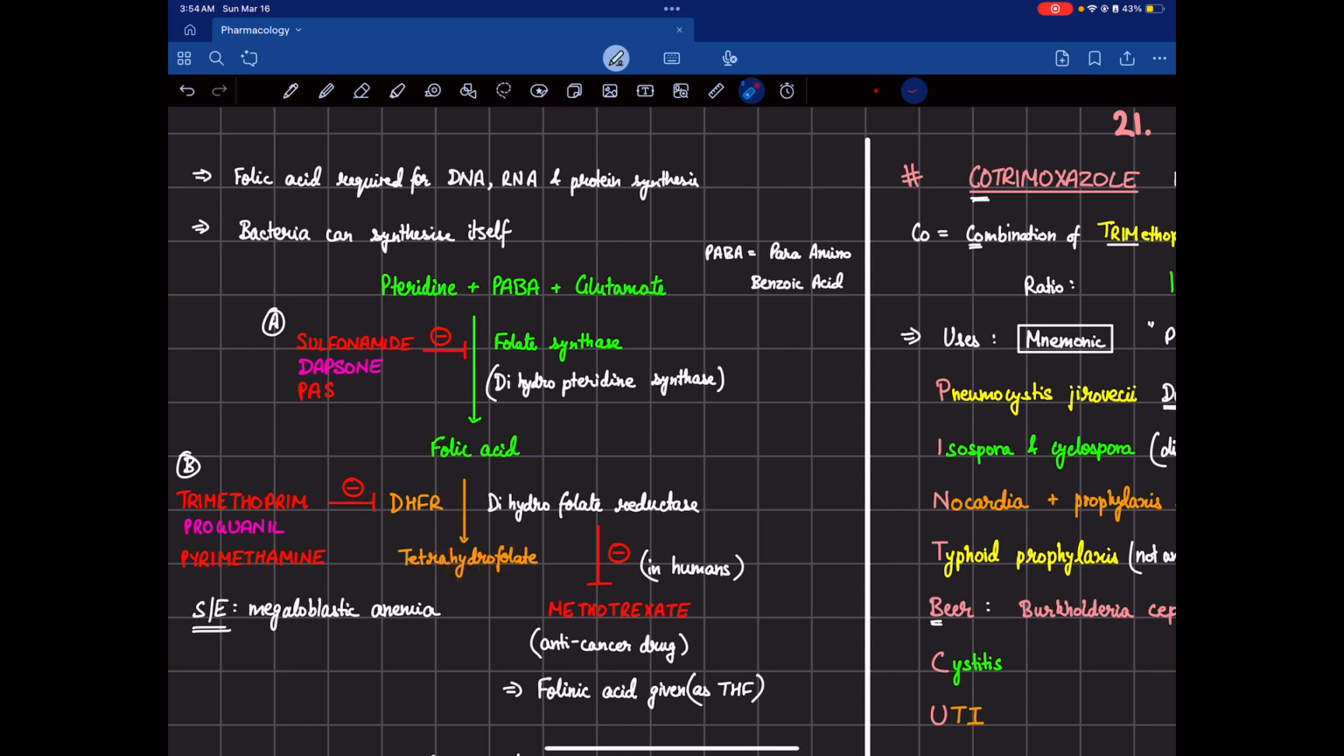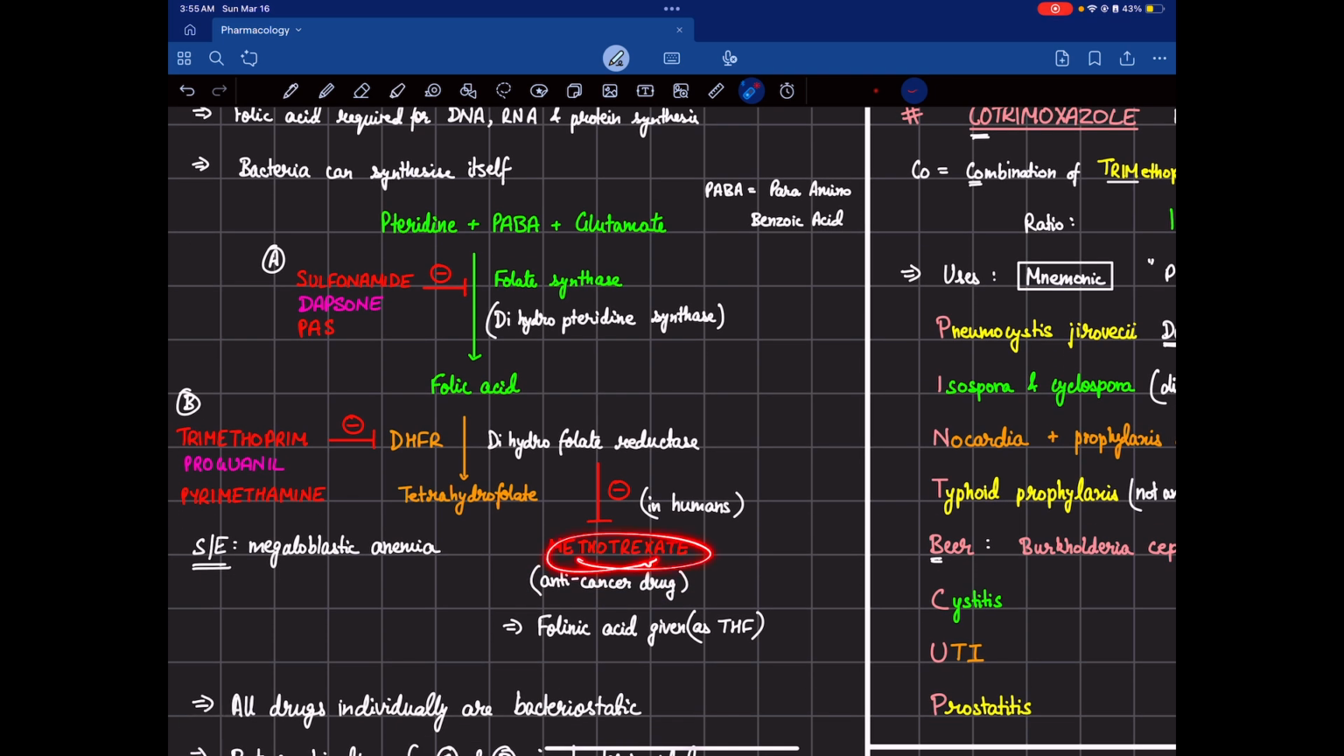So folic acid inhibitors simply inhibit these enzymes that are here, and you can see some of the drugs that I have written here. So for folate synthase inhibitors, we use sulfonamide, dapsone and PAS. For DHFR inhibitors, we use trimethoprim, proguanil, pyrimethamine. And we also use methotrexate. Methotrexate is also an anti-cancer drug, and when we are using methotrexate, folinic acid is given as THF because it causes vitamin B9 deficiency and that can cause anemia.